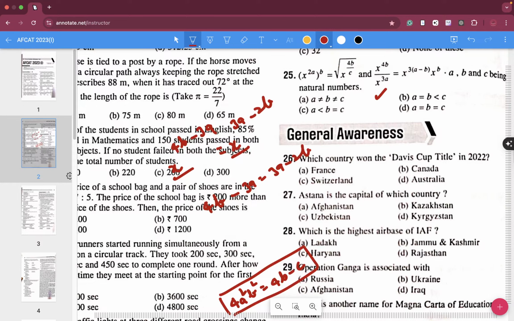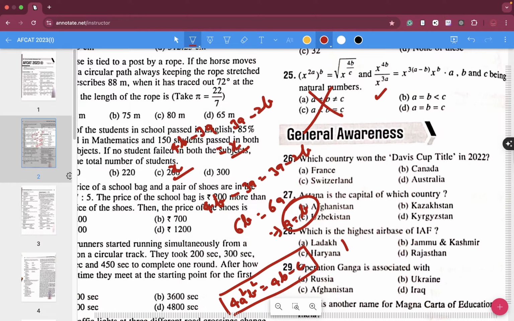So from here, if it goes over here, 6b is equal to 6a, which means a is equal to b. A is equal to b, this one thing is certain, which means this is definitely not the correct one. If a is equal to b, we can simply replace b with a.